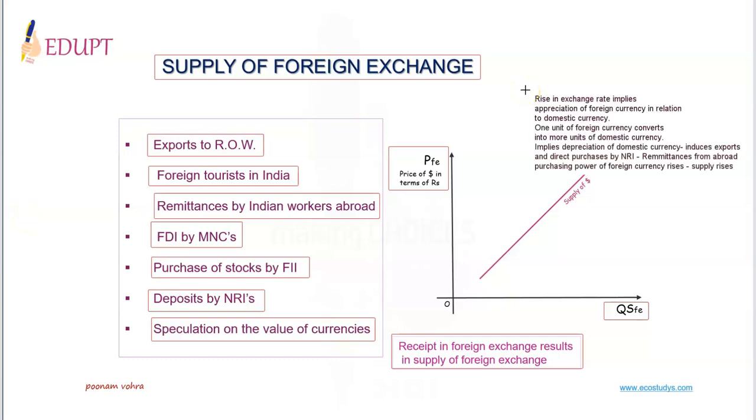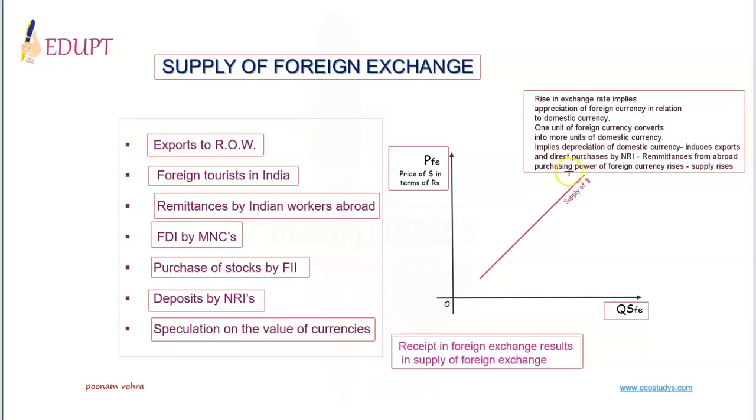If the price of foreign exchange goes up, the quantity of foreign exchange supplied also goes up, and if the price falls, the quantity also falls. A rise in the price of foreign exchange implies appreciation of foreign currency in relation to domestic currency. It causes a rise in supply due to the following situation. That is, appreciation induces foreign direct investment as well as foreign institutional investment because now 1 unit of foreign currency converts into more units of the domestic currency.